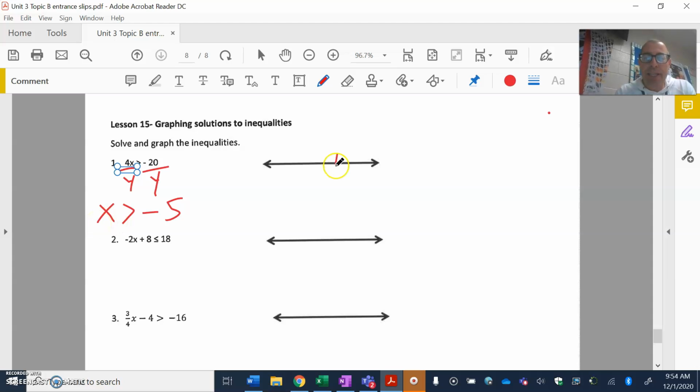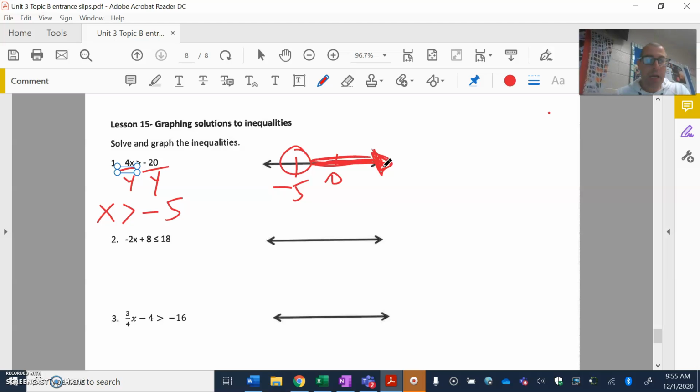Remember when we graph, we like 0 as a marker. Negative 5 would be to the left. Since it is just a greater than symbol, it is an open circle, and we are going to shade to the right. Remember, we do want to shade in on the number line, and we do want to darken in that arrow, either make it a triangle, or make sure you darken it in.